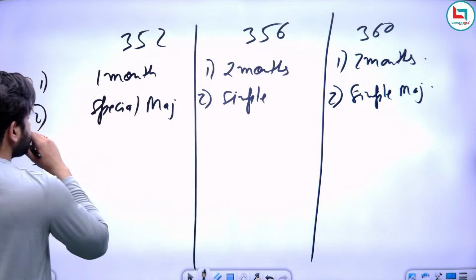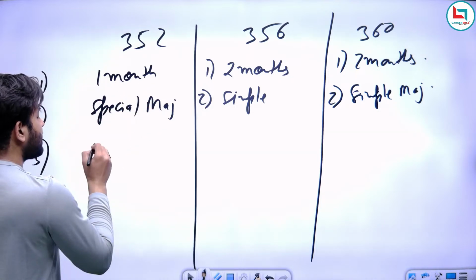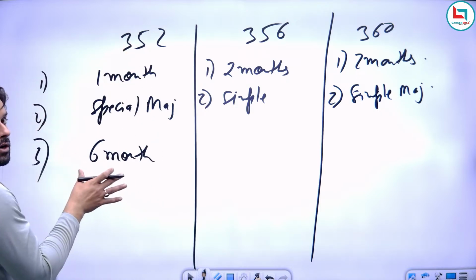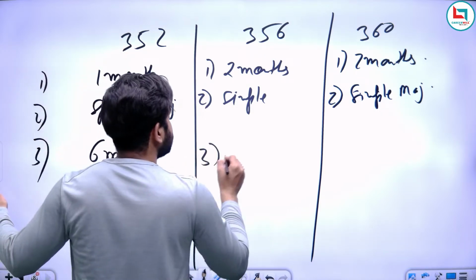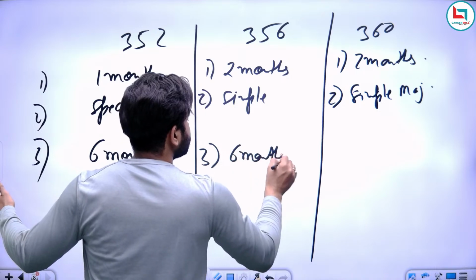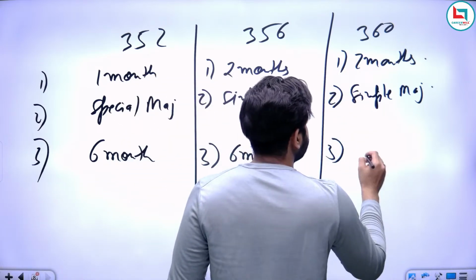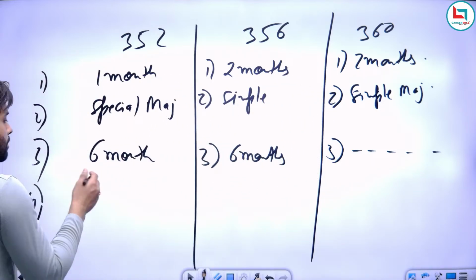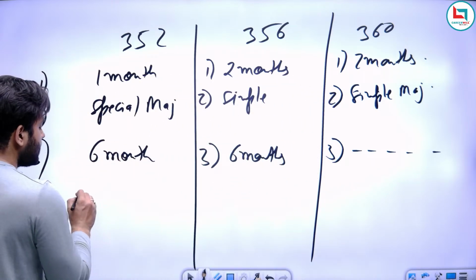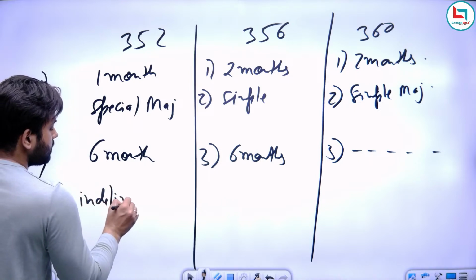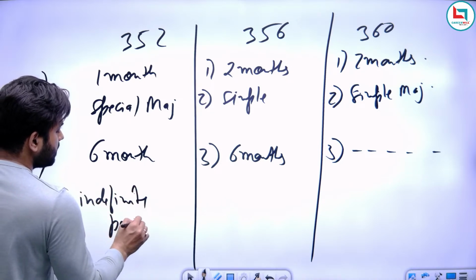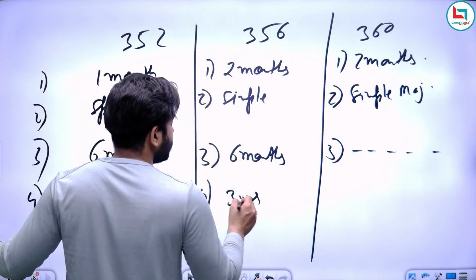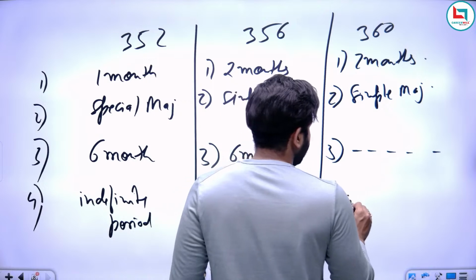And now third, once approved, national emergency continues only for 6 months. Same is the case with presidential, 6 months. But in case of financial emergency, it is for indefinite period. Now fourth, there is no maximum time period for national emergency. I mean, it can continue for indefinite period. The presidential can continue only for a maximum period of 3 years, and here again indefinite period.